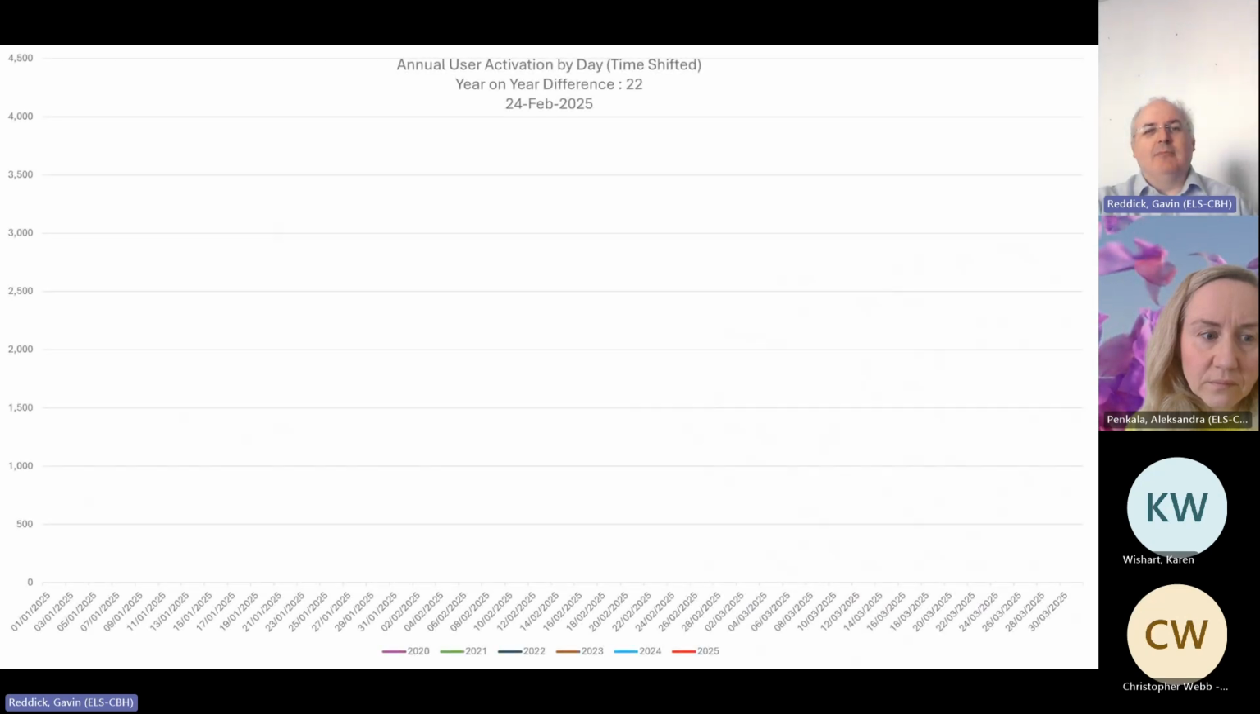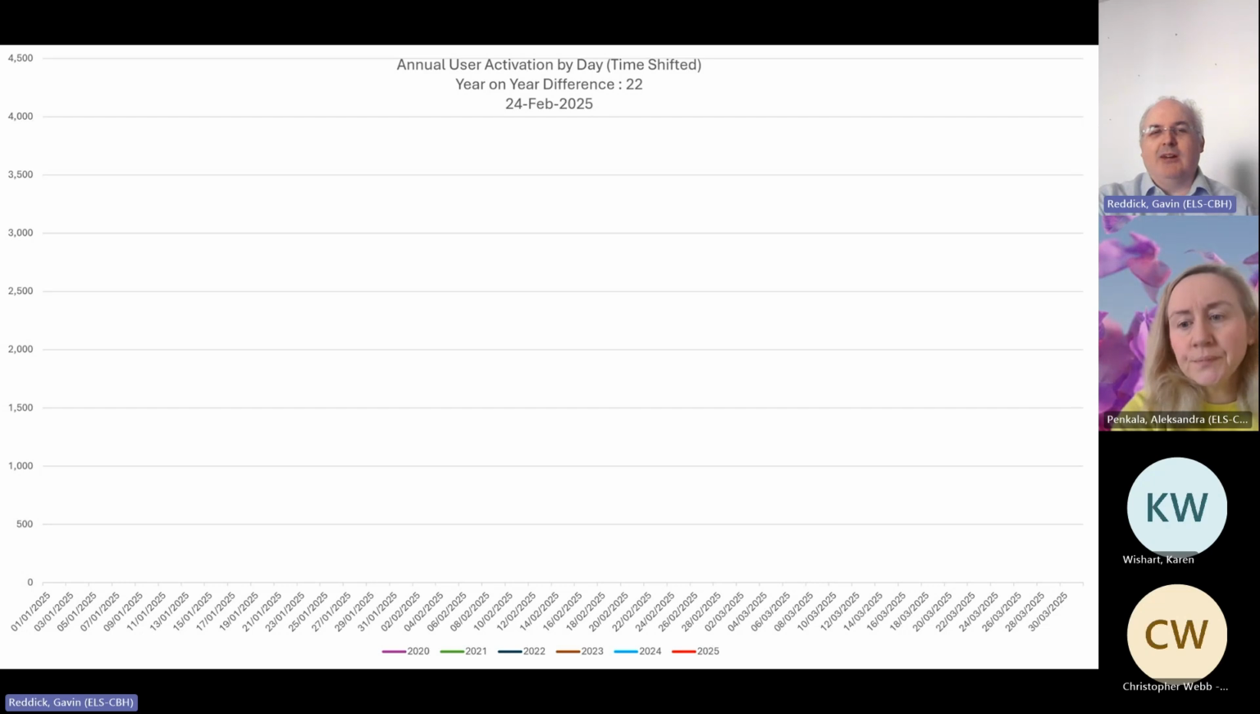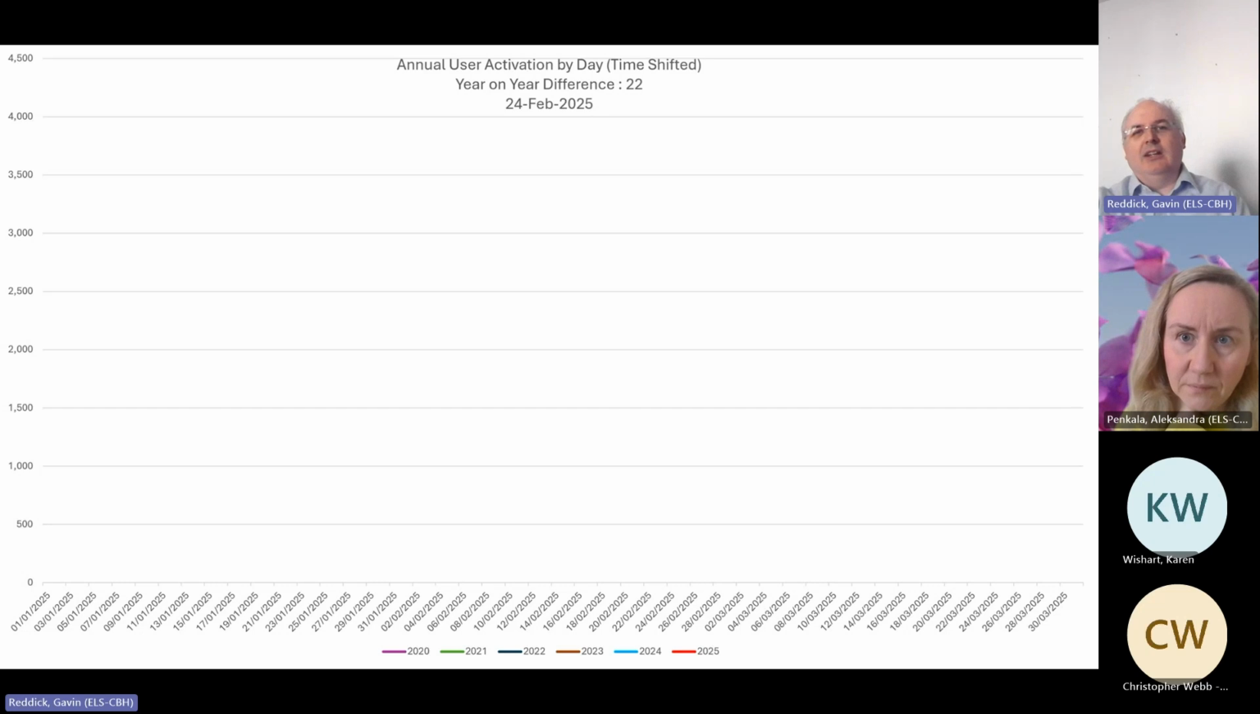So when we look at our first figure, we're going to look at essentially the annual user activation by day. You can see each of the individual dates and the number of people that have logged on for the first time on those dates. And we're going to look at 2020, which is going to be purple, 2021, which is green, 2022, which is that dark color, 2023, which is brown, 2024, which is blue, and last, and of most immediate relevance, red, which is 2025, this year.